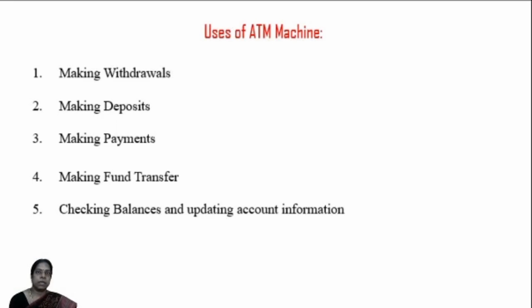Then, what are the uses of ATM machines? I already told the uses of ATM machines. The first usage is making withdrawals, then making deposits, making payments, making fund transfers, then checking balances and updating account information. So these are the uses of an ATM machine.